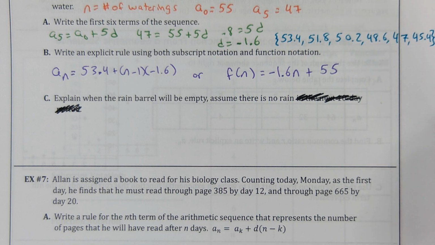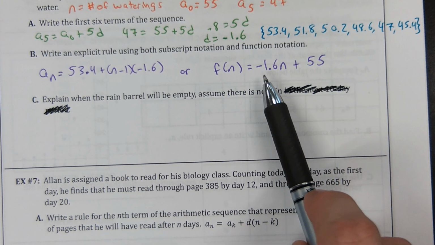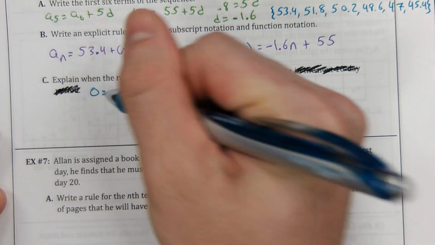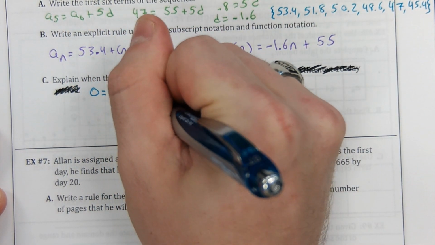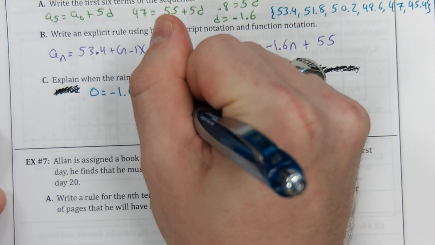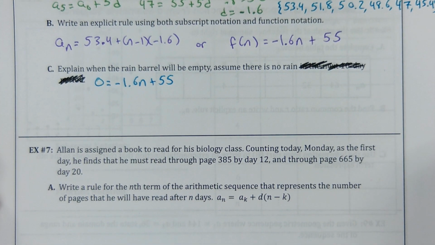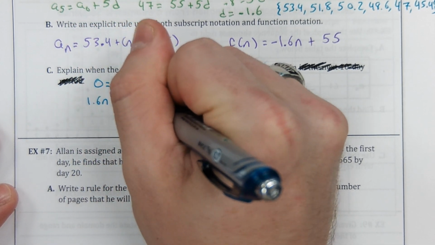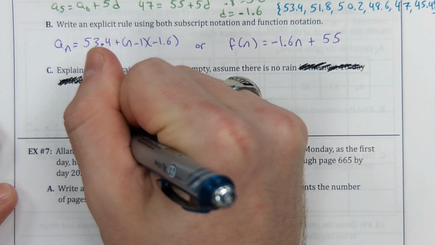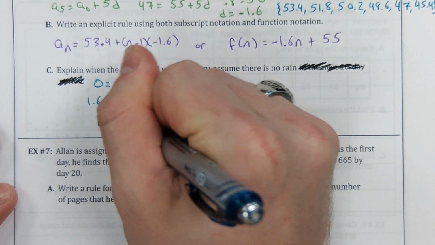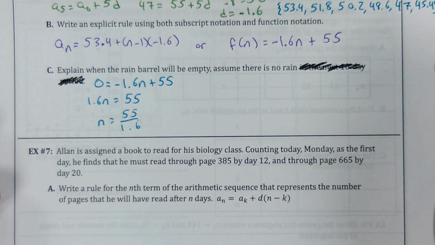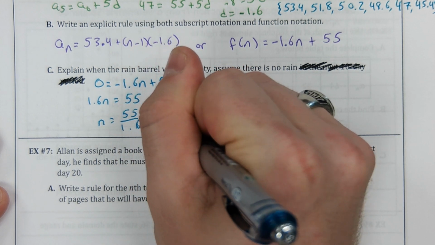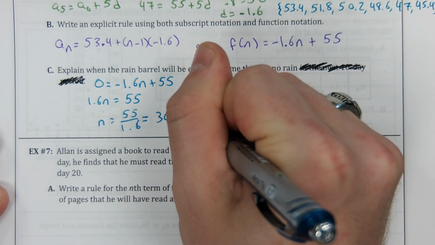And we've already said Fn. I want to use this formula because it's easier. And again, we're talking water, so I'll write it in blue. 0 equals negative 1.6 n plus 55. I'm going to add 1.6 to both sides and then divide. That tells me that the number of waterings is 34.375.